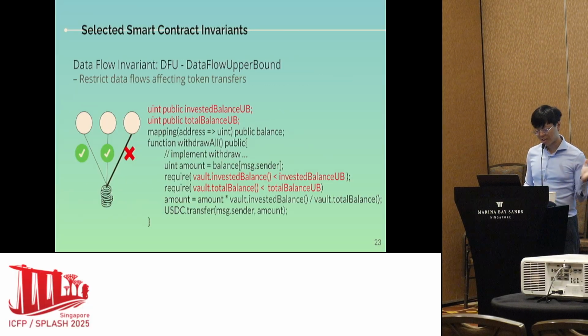And for the data flow invariant, it's an extension of the money flow invariant. The amount of tokens a user can withdraw is actually calculated based on several values, including function return values and some bookkeeping data inside the smart contract. The data flow invariant sets an upper limit on each of these values used to calculate the withdrawal amount, ensuring the withdrawal remains within safe bounds.